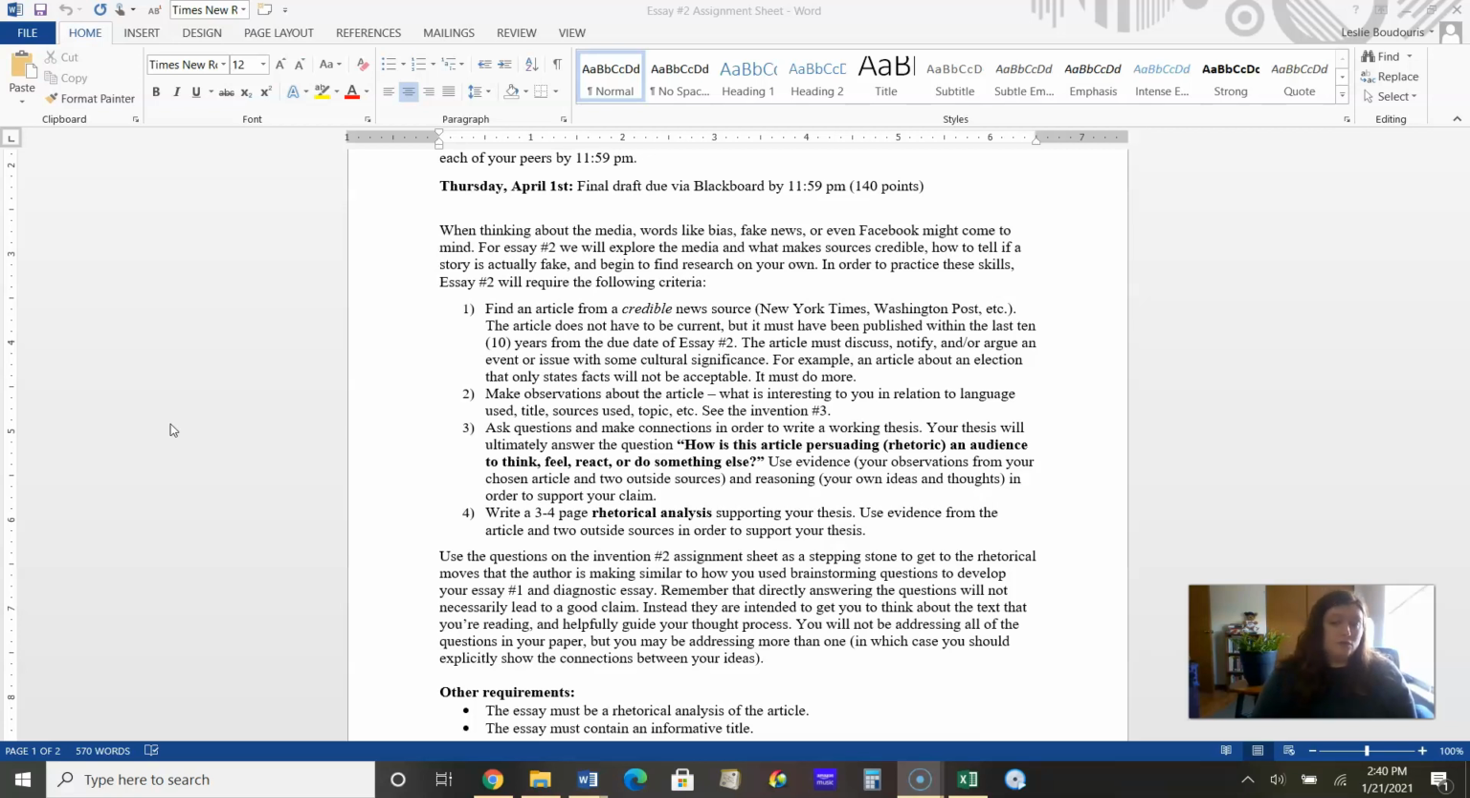You can choose your own news article. It has to be from a news source, so you shouldn't pick an article from, like, a scholarly journal. You can use those to support your thesis, but the main news article you use should be from somewhere like the New York Times, Washington Post, St. Louis Post-Dispatch, or another news outlet. You should find a credible news source, okay?